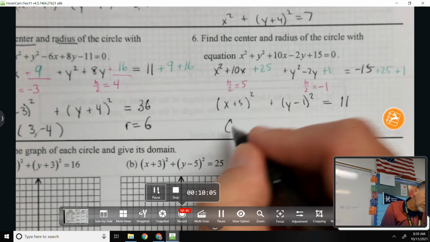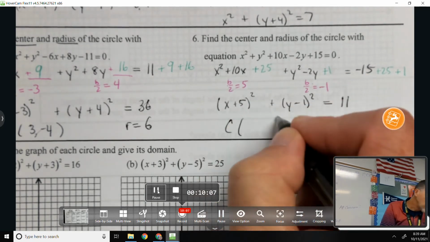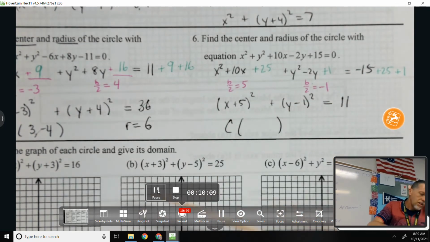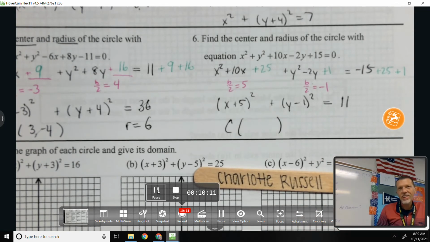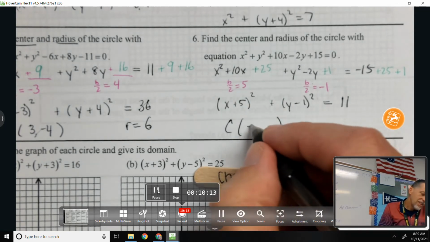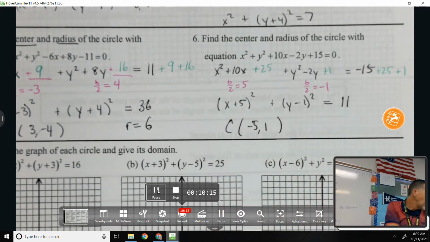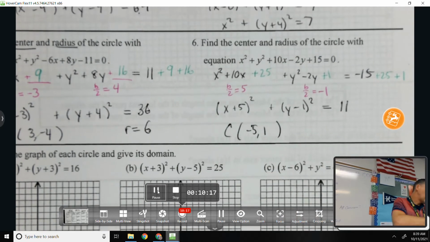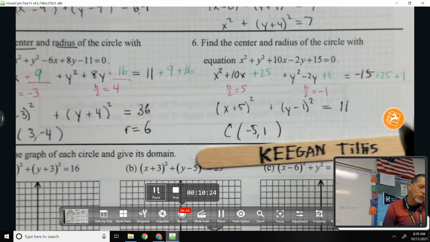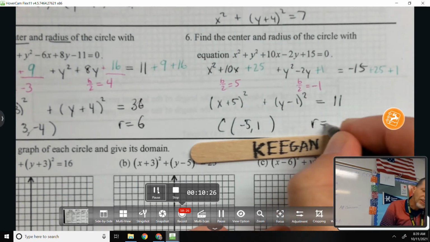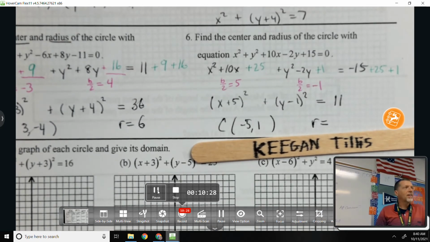So the center, Charlotte, where's the center? Good. And then, we're going to put somebody on the spot with this radius business when it's not a nice number. Oh, he's not here. But I have total faith in Keegan to tell us that the radius is... it would not be 6.4.